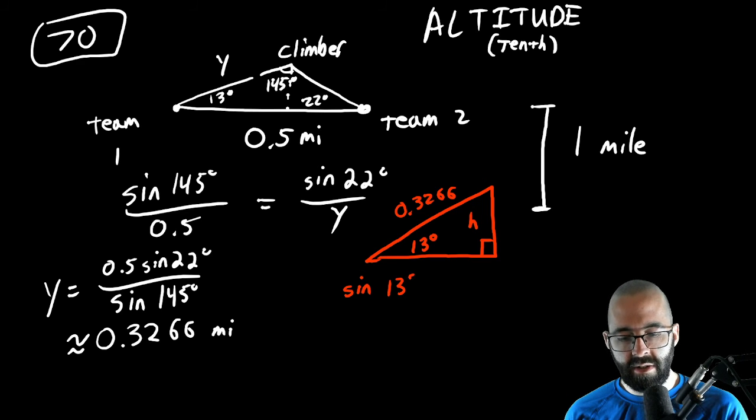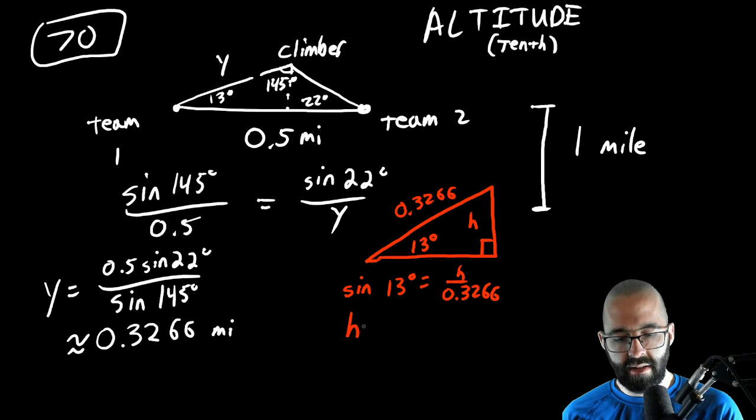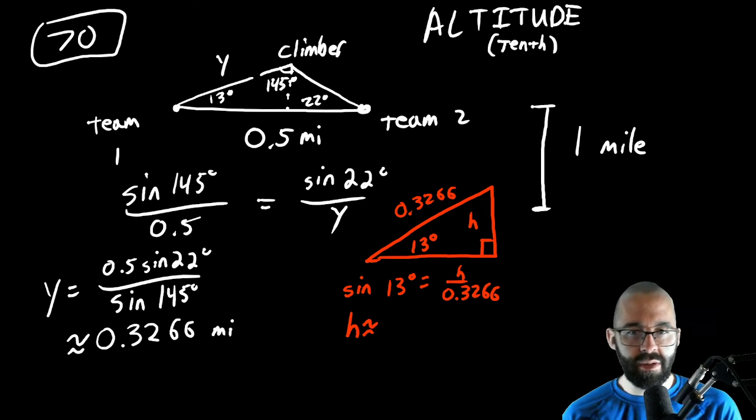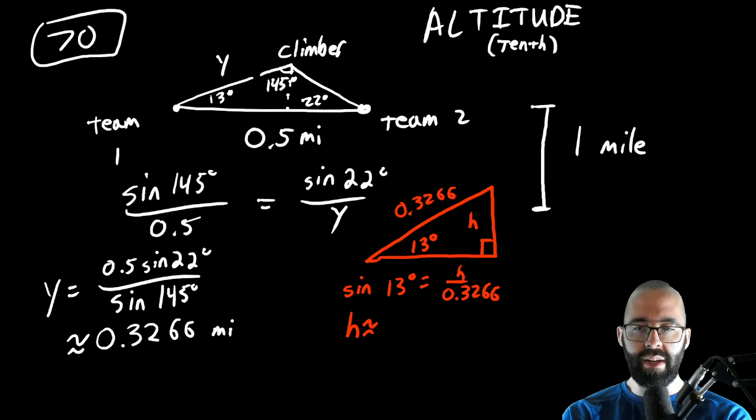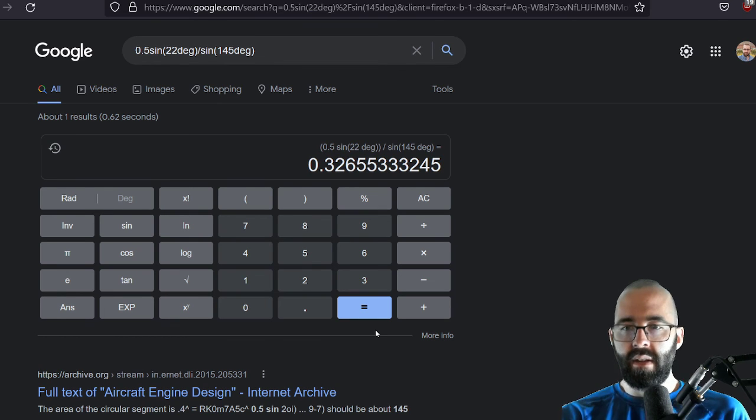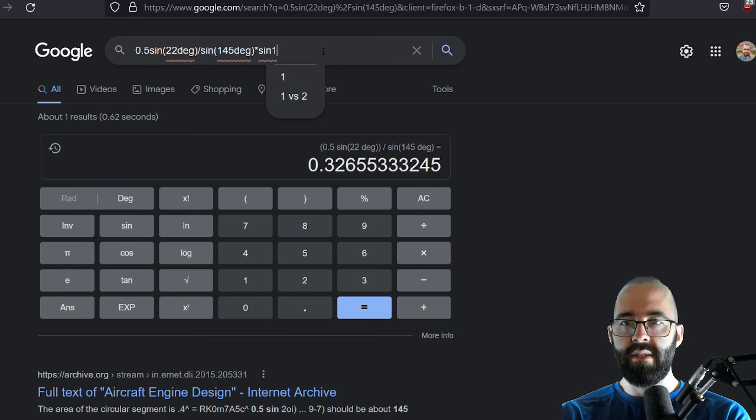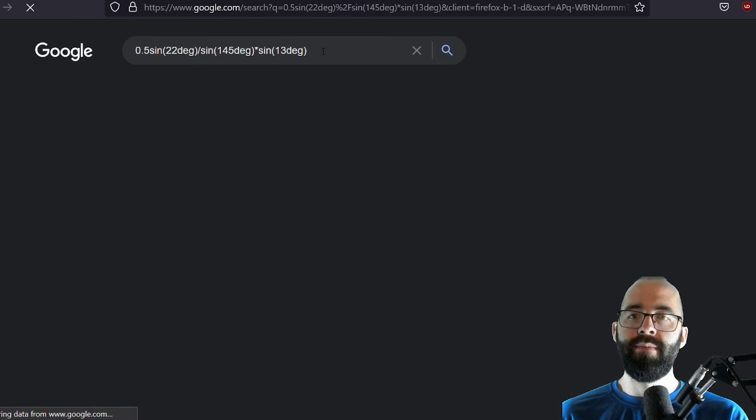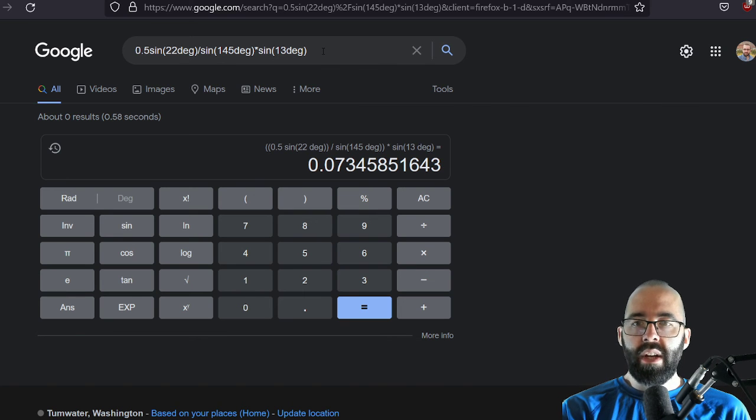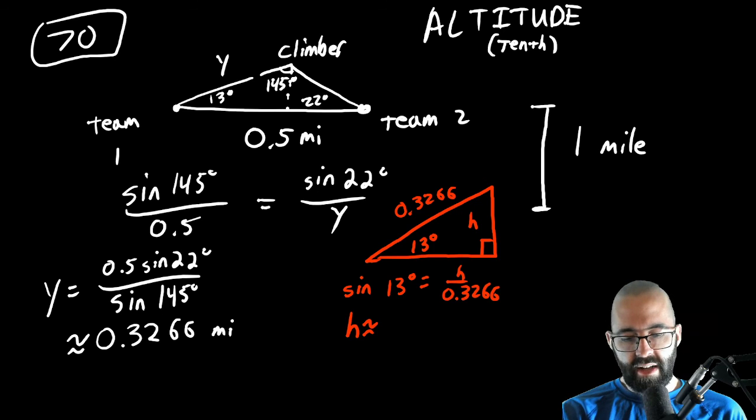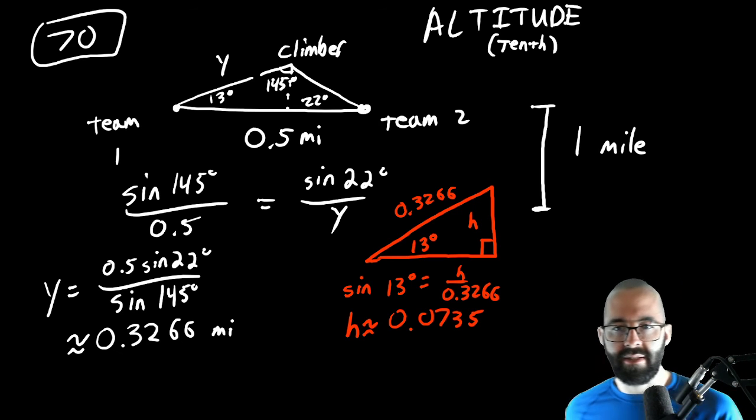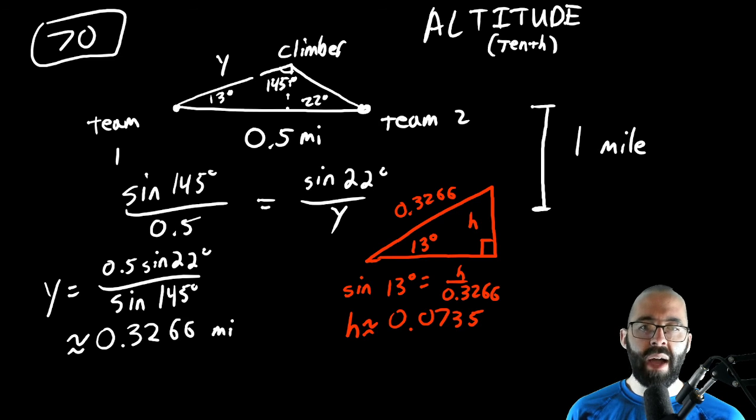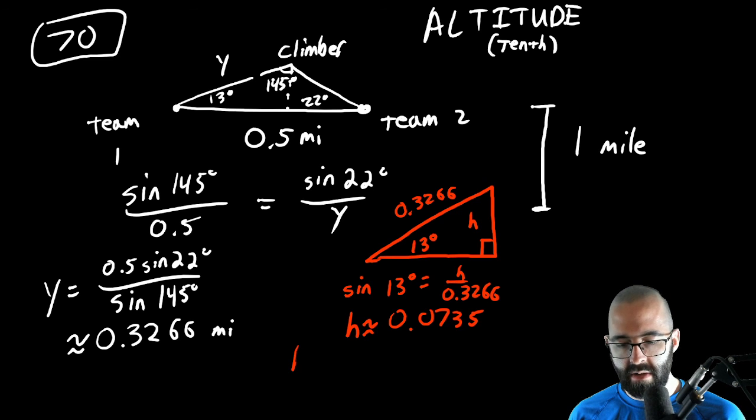So the sine of 13 degrees is h over 0.3266. And now we can solve for h. Multiply both sides by 0.3266. This times sine of 13 degrees is going to give us our answer. About 0.0735. Oh, it wanted the altitude to the nearest 10th anyway. The altitude's about 1.1 mile.